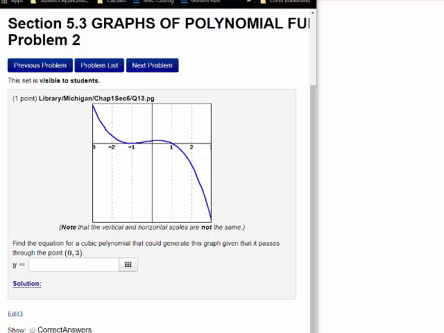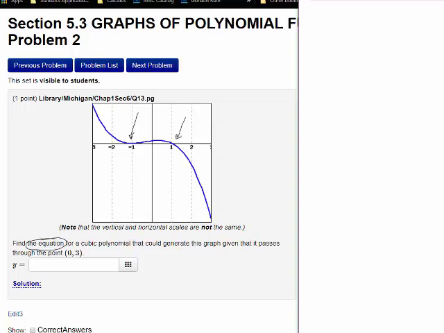Here we're asked to write the equation for the polynomial that's shown here. So the first thing you'll notice is that there are two zeros in the graph, -1 and 1. So if x equals 1 is a 0 and x equals -1 is a 0, then we have the factors x minus 1 and x plus 1. So we know those must be part of the polynomial.